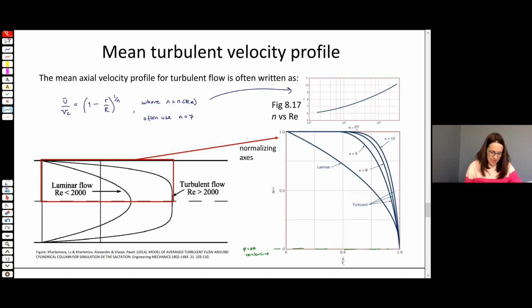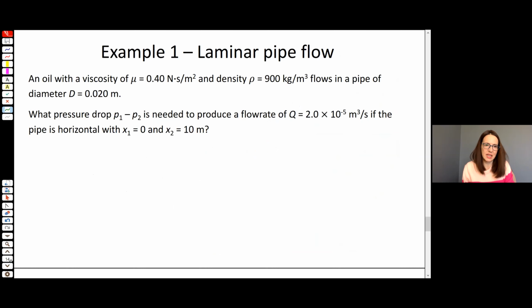All right. Let's go through a couple of examples and we are done. So we have an oil with a viscosity of 0.4 Newton seconds per meter squared and a density of 900 kilograms per meter cubed. It flows in a pipe with this given diameter of 0.02 meters. What pressure drop is needed to produce this flow rate? Q is 2 times 10 to the minus fifth. If the pipe is horizontal and x1 is equal to 0 and x2 is equal to 10, right? So we know the positions of our two sections, sections 1 and 2, and we want to find the pressures there.